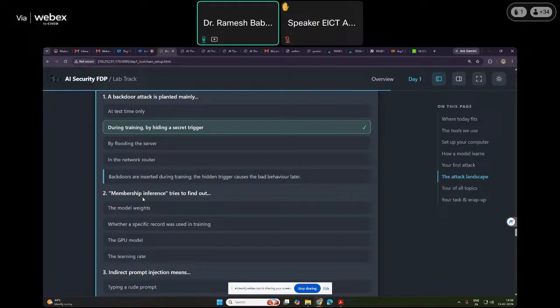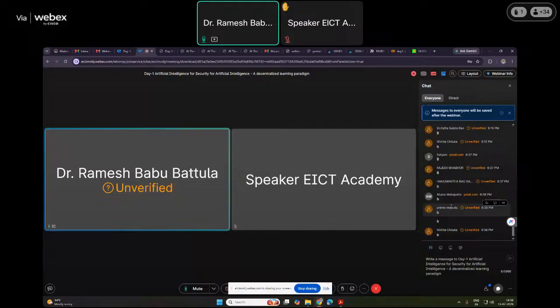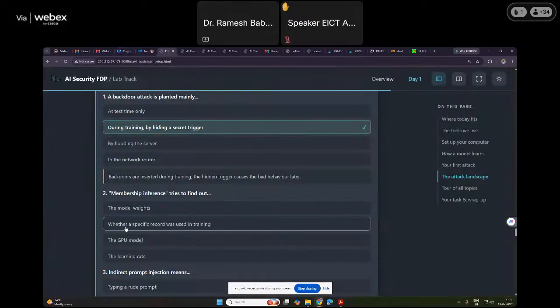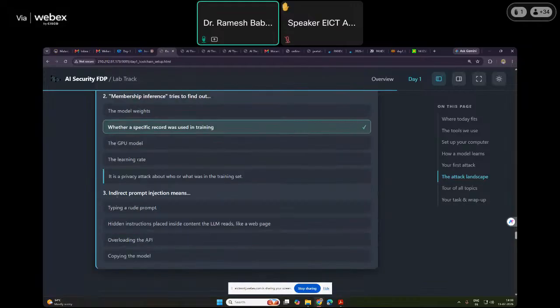So next question we have, membership inference tries to find out what? Model weights, whether a specific record was used in training, GPU model, the learning rates. So what is the answer for the second? Okay, so B. So that is correct. Membership inference attack mostly tries to find whether a specific record was used in the training. Correct.